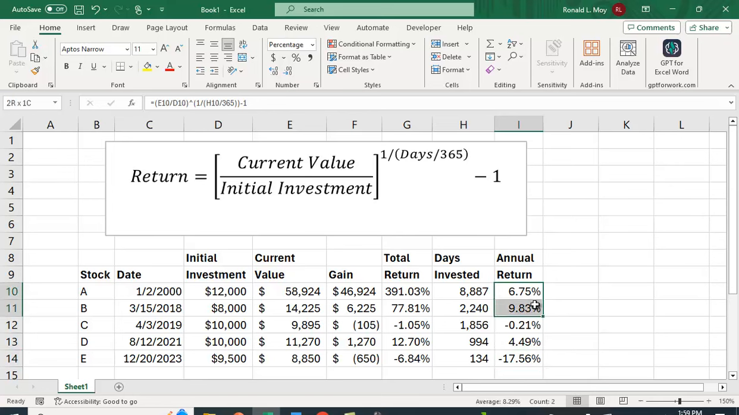But the two that are really of interest here are A and B. You can see that while A had a much bigger total return than B, and a much bigger dollar return, it has a much lower annualized return. So this is the appropriate way to compare different investments.